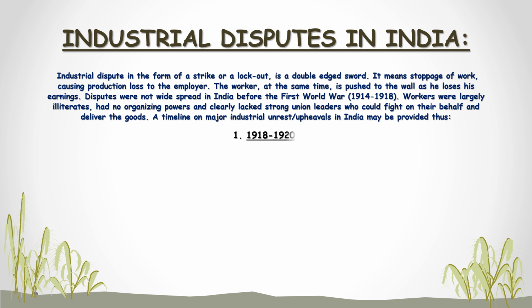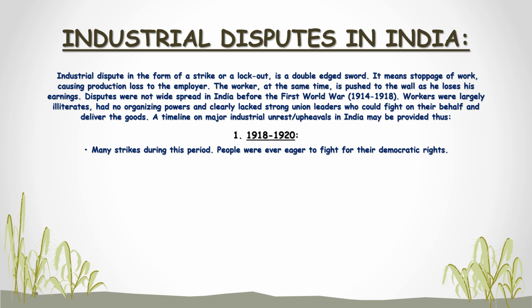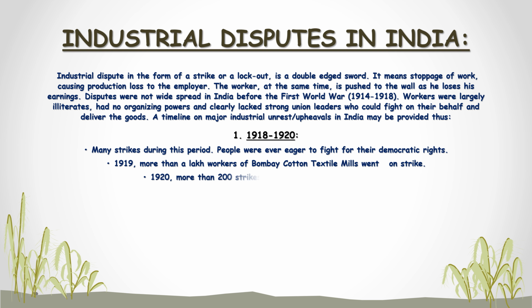1. 1918 to 1920. Many strikes during this period. People were ever eager to fight for their democratic rights. 1919. More than a lakh workers of Bombay cotton textile mills went on strike. 1920. More than 200 strikes affecting nearly 1.5 lakh workers.